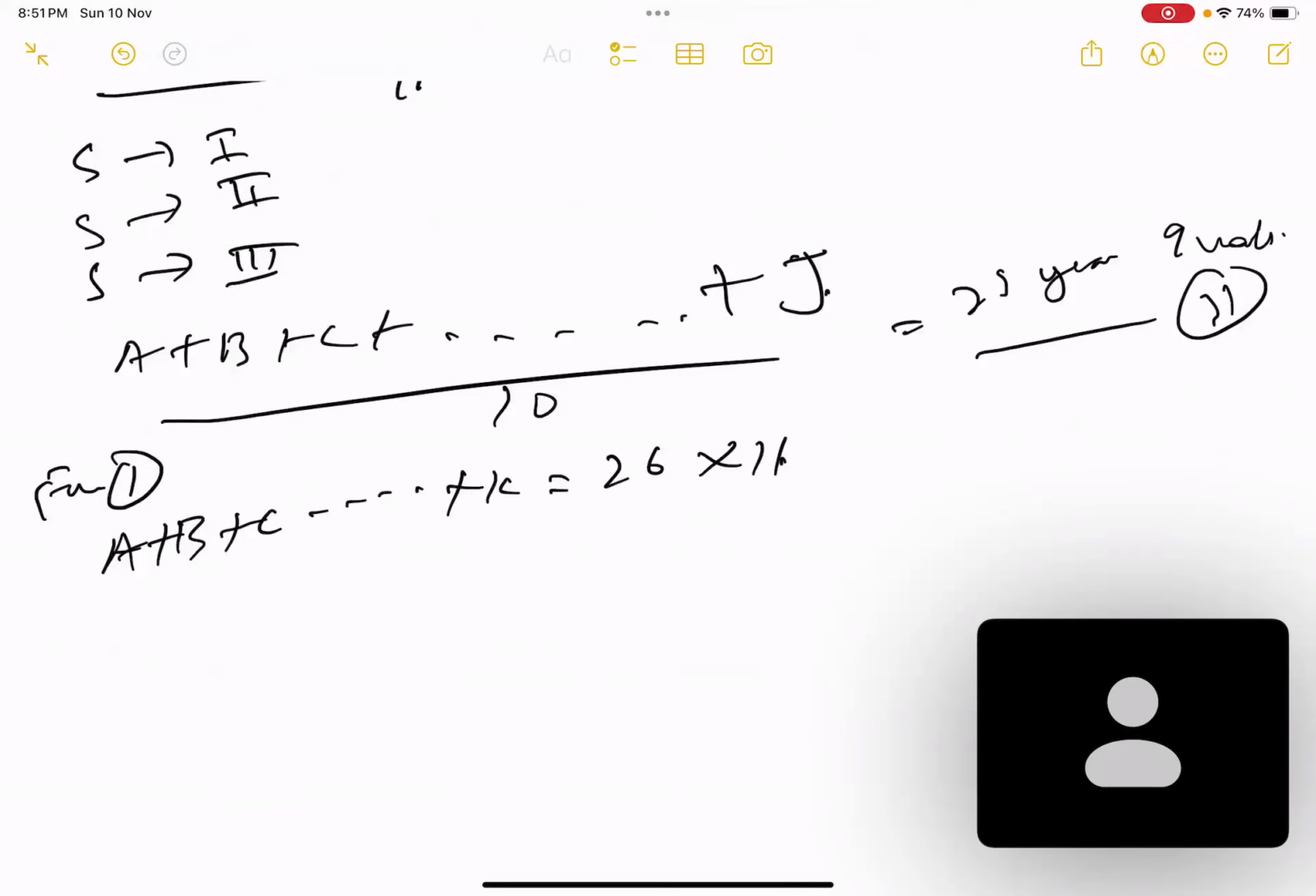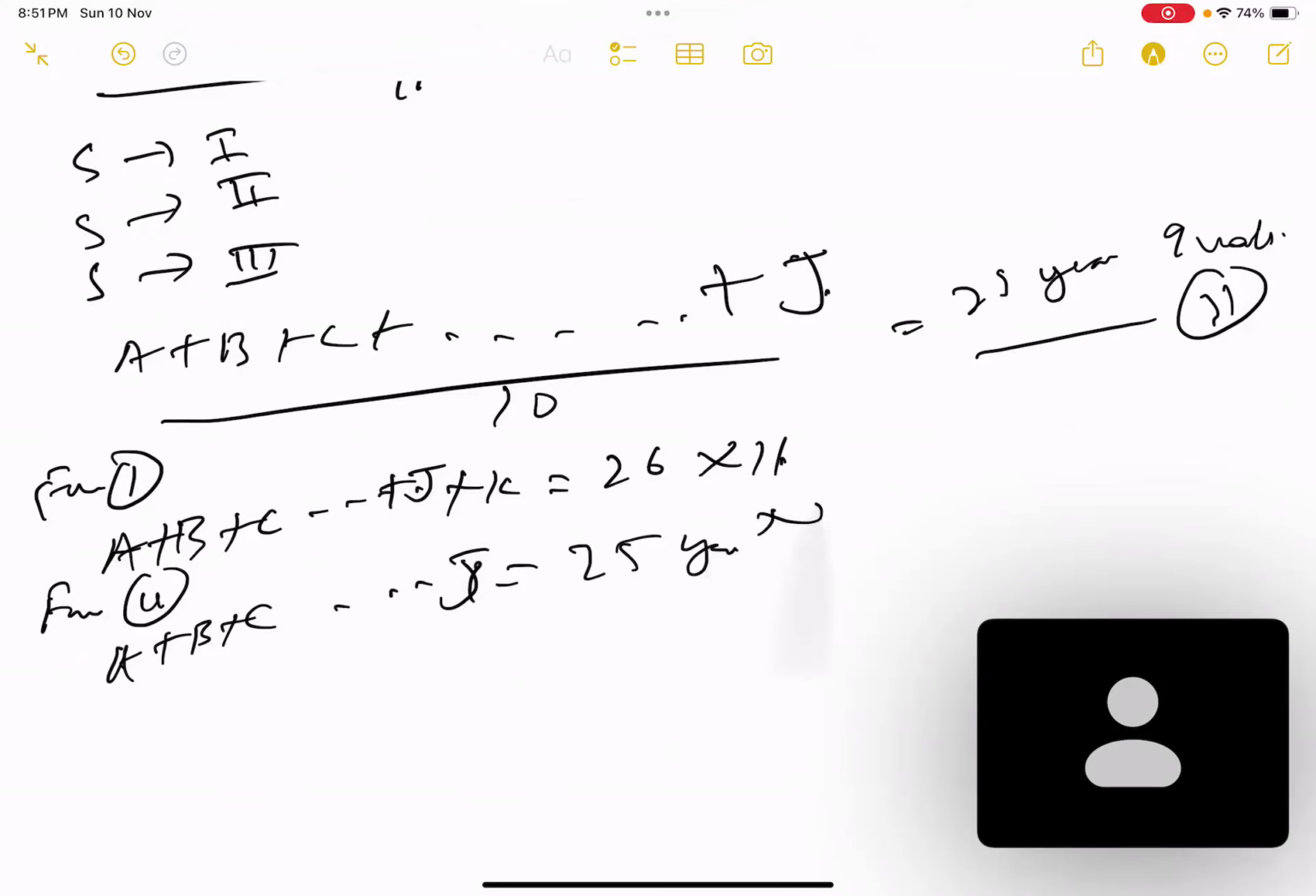And from statement 2, A, B, C up to J is 25 years, 9 months into 10. Now, you can substitute here, right?